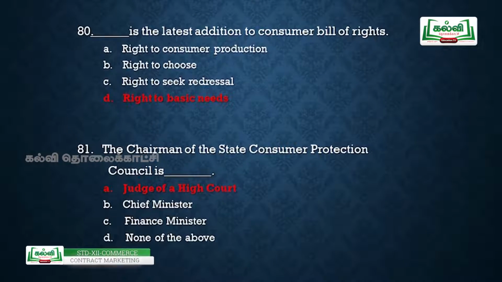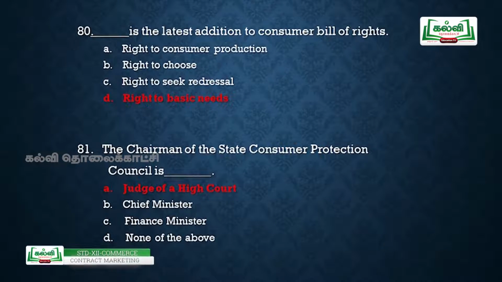The next one, dash is the latest addition to Consumer Bill of Rights. Right to consumer protection, right to choose, right to seek redressal, already we have, but the latest addition to Consumer Bill of Rights is option D, right to basic needs. So, the right to basic needs is the latest addition to Consumer Bill of Rights.